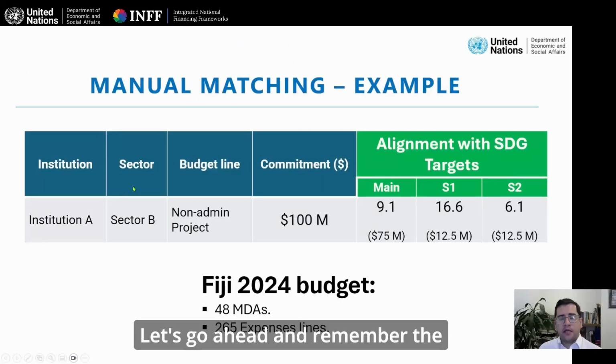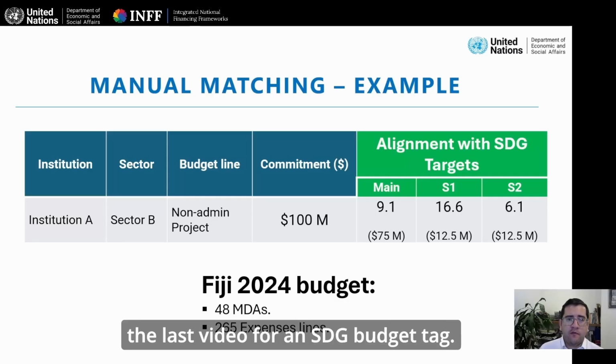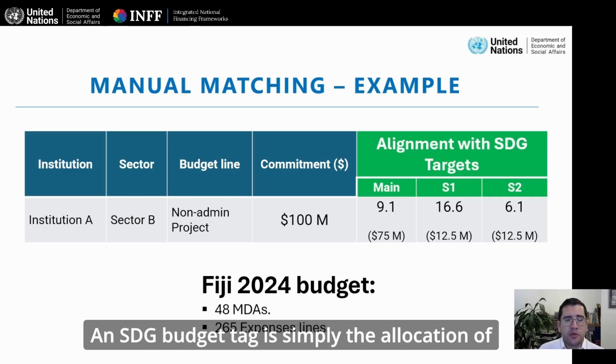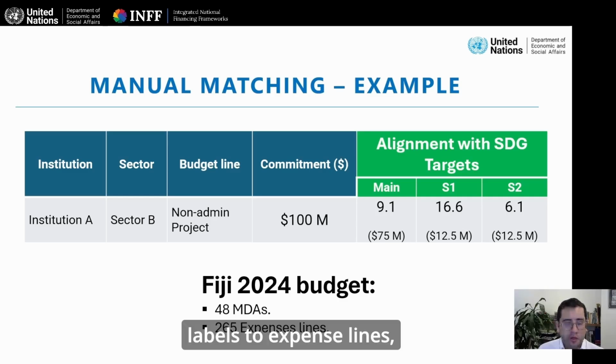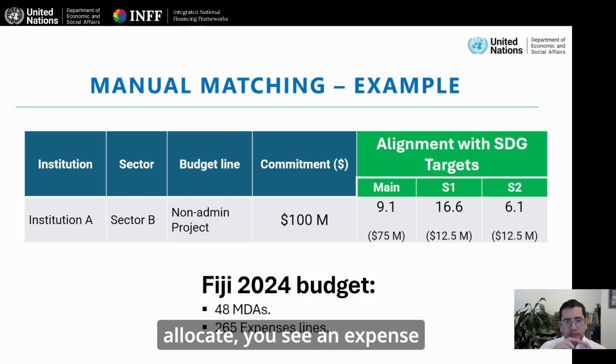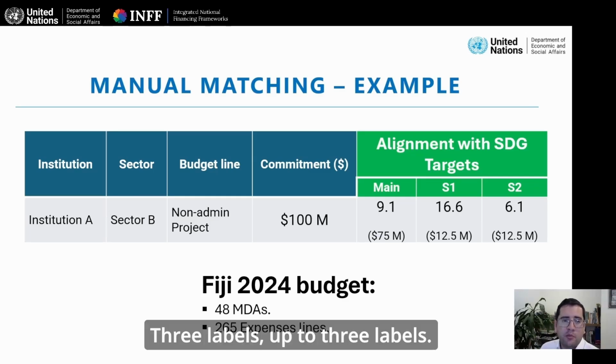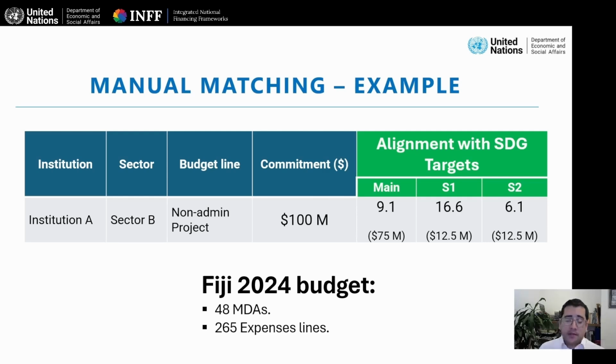But let's go ahead and remember the definition that we used in the last video for an SDG budget tag. An SDG budget tag is simply the allocation of labels to expense lines. So you see an expense and you allocate up to three labels. So let's do an example here.